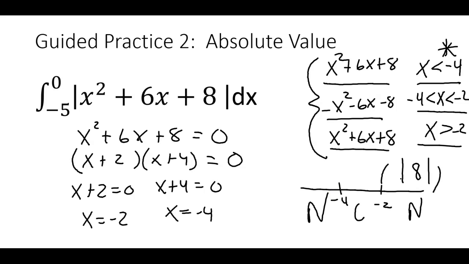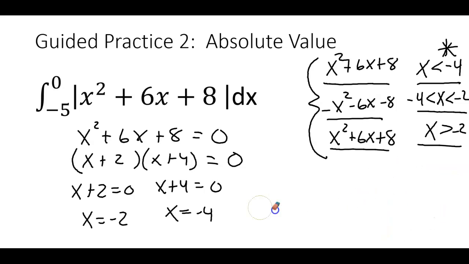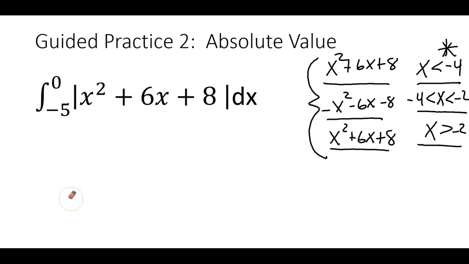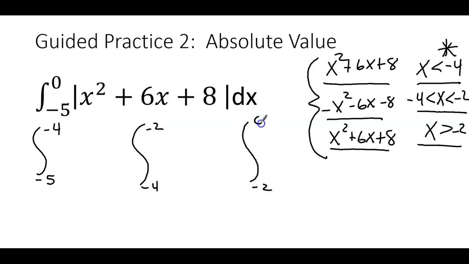So there's that. Now I want you guys to do the next part, because I want you to set up your integral. How many integrals am I going to have? 3. Integrals are -5 to -4, -4 to -2, and -2 to 0. Good. And what did you put here, Austin, for this one? X squared plus 6x plus 8 dx. And this one? Negative x squared minus 6x minus 8 dx. Good. And you don't have to tell me the next one because I know you know that then.